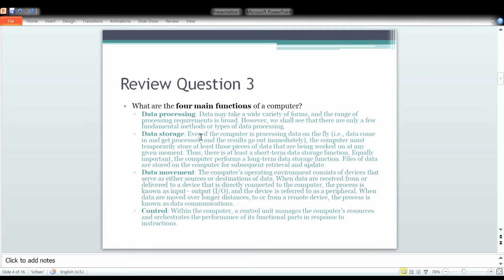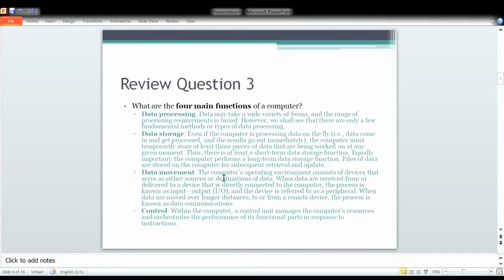Data storage. Even if the computer is processing data on the fly, which means data comes in and gets processed, and the result goes out immediately, the computer must temporarily store at least those pieces of data that are being worked on at any given moment. Thus, there is at least a short-term data storage function. Equally important, the computer performs a long-term data storage function. Files of data are stored on the computer for subsequent retrieval and update.